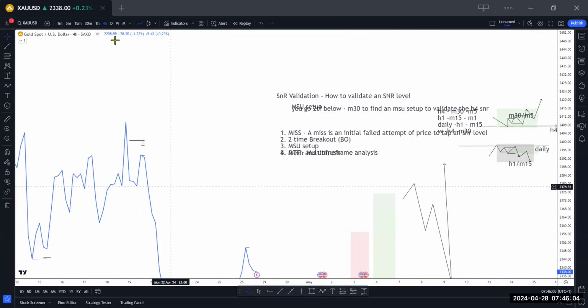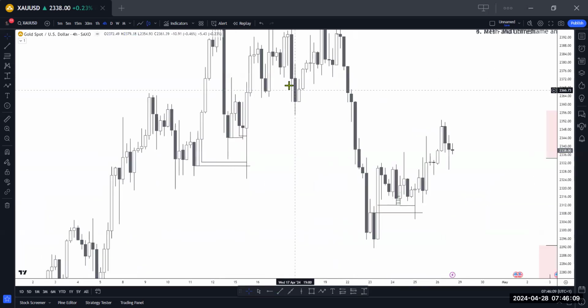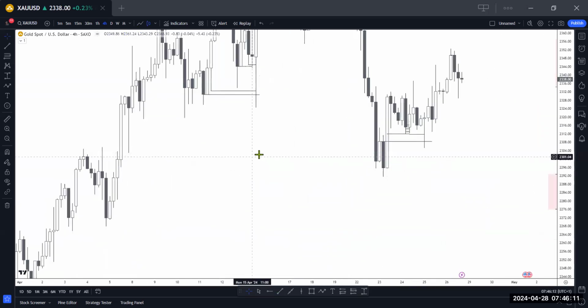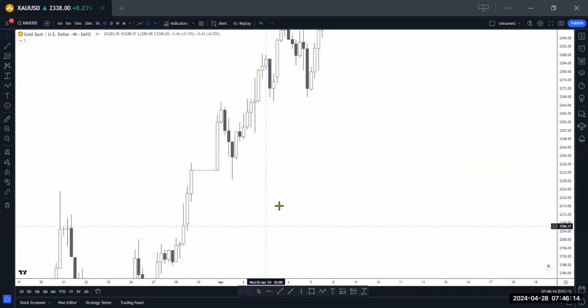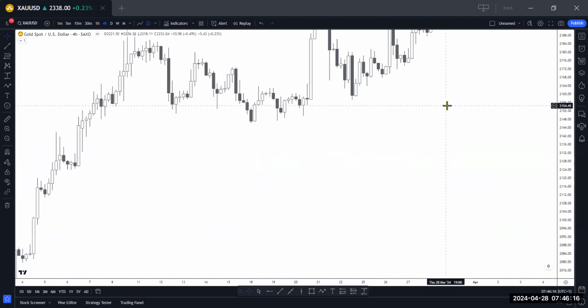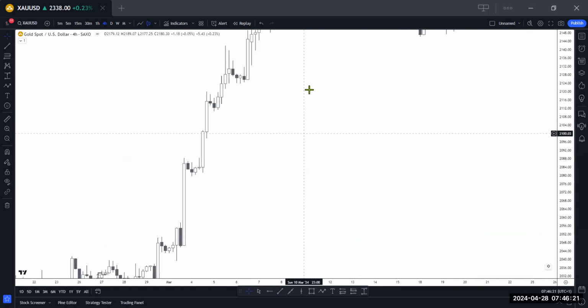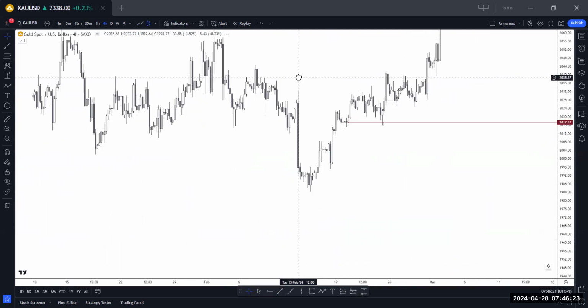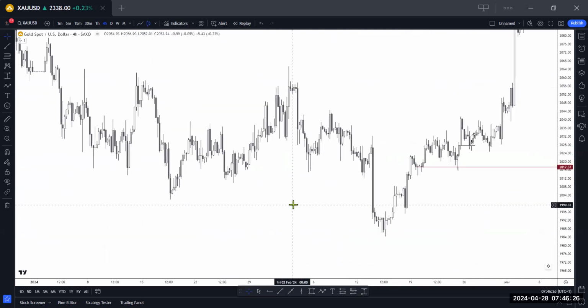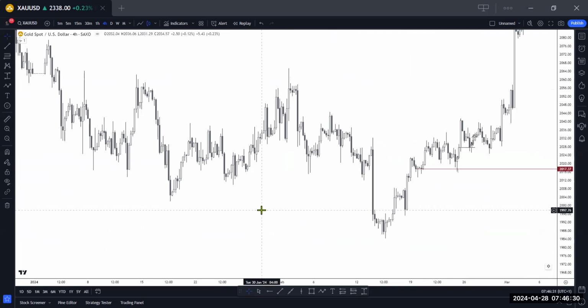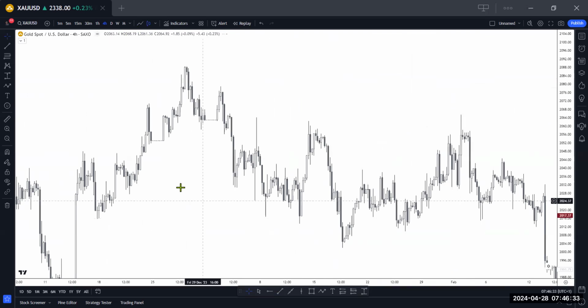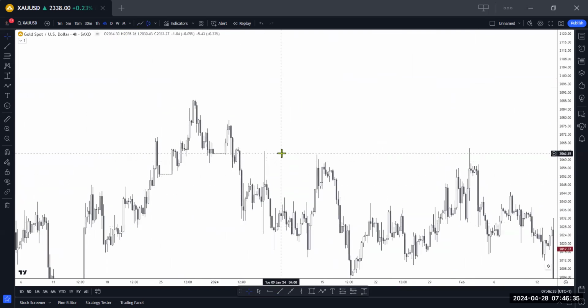Okay, let's see an example. See times where price will just keep tapping a particular level. You're like, oh, price doing this here. Why are you tapping this level so much? So let's see. All right, guys, looking for a perfect example. Okay, so this is an SNR level right here.